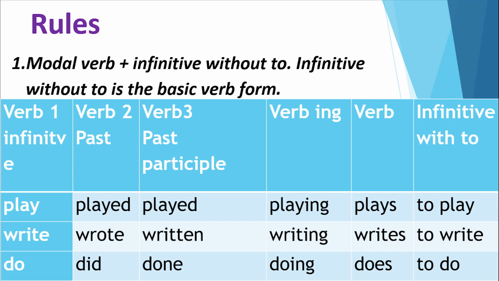We have 6 forms of a verb. Each and every verb in English language has 6 different forms. Verb 1, verb 2, verb 3, verb ing, and infinitive with to. The verb that follows modals is always in the same form. Verb 1 or infinitive without to.